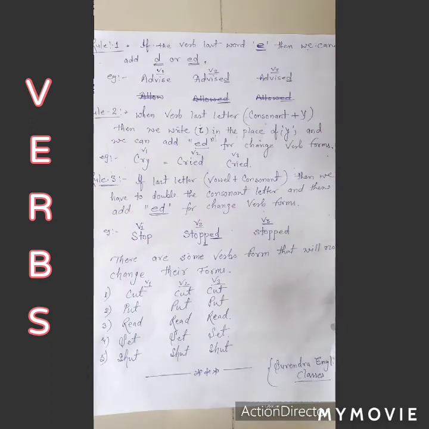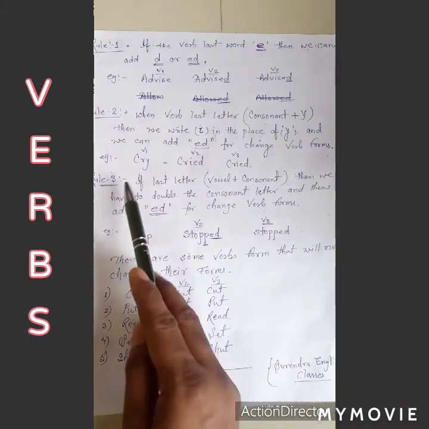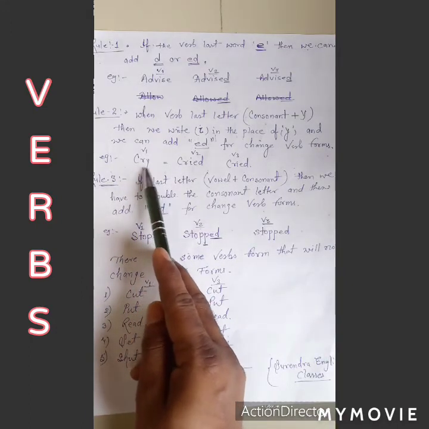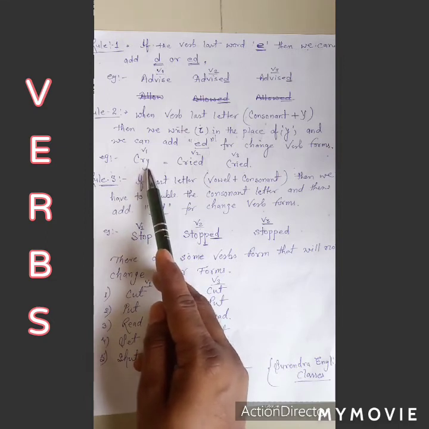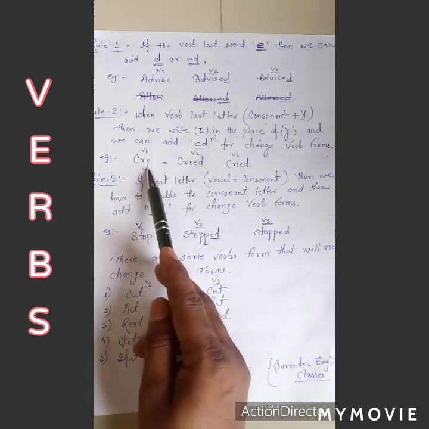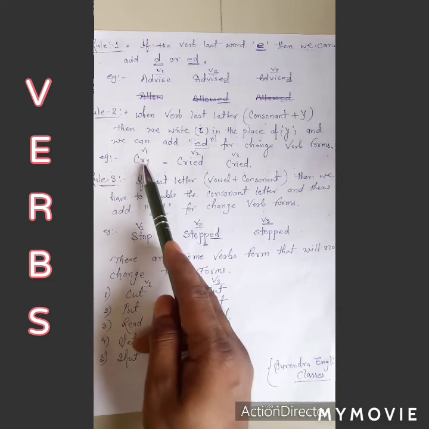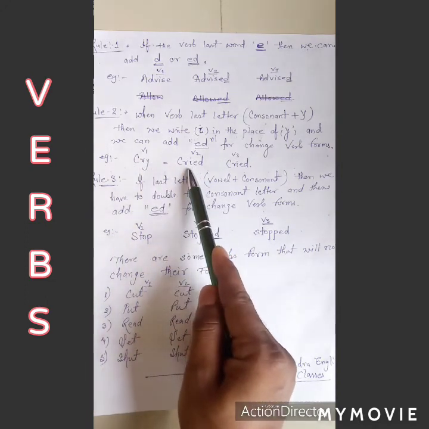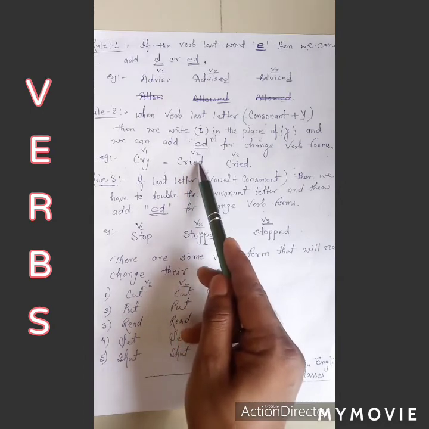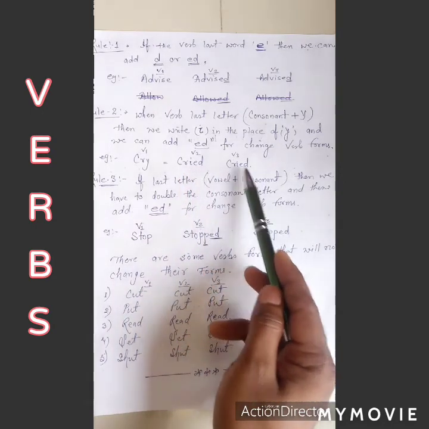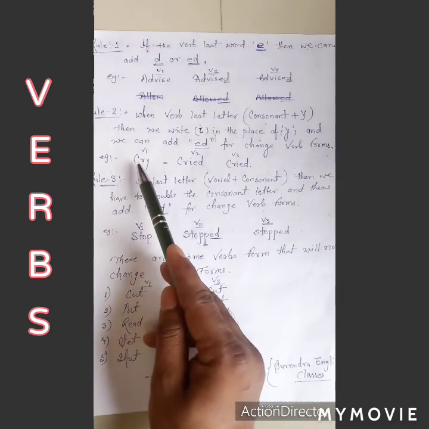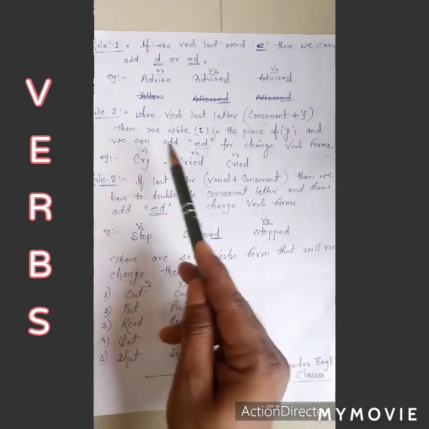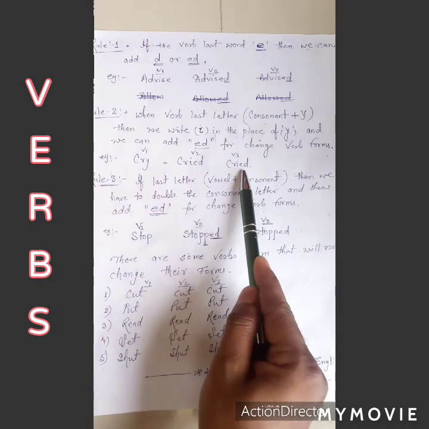The next rule is, when the verb's last letters are consonant plus y, we have to write i in place of y, and then add ed to change the forms. For example, if the word is cry, the last letter is y, so we replace y with i, and then add ed. That will become cry, cried, cried.